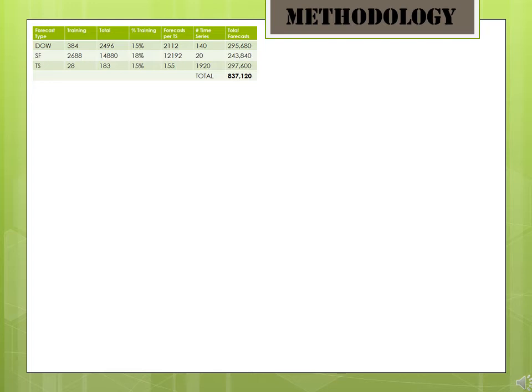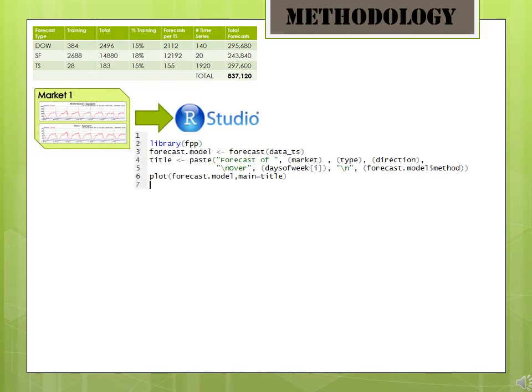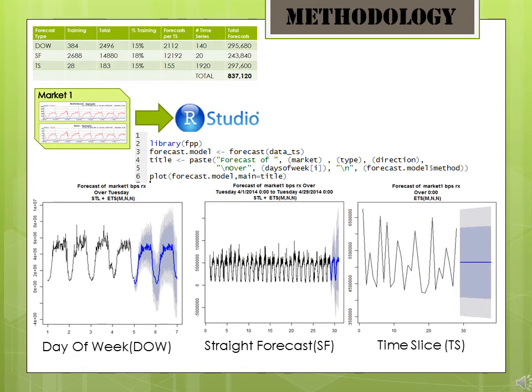Each time series dataset is ingested into the statistical programming software package called R. Then, using the Forecasting Principles and Practice, or FPP, package by Professor Rob J. Hyndman, and a few lines of code, a forecast using seasonal and trend decomposition using LOESS and/or an exponential smoothing state space model will be used to produce the forecasts.